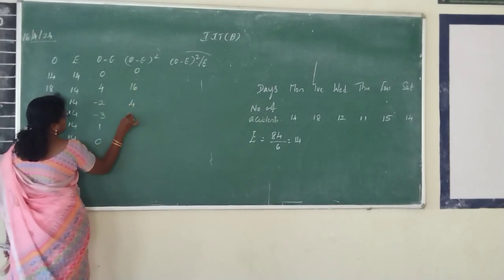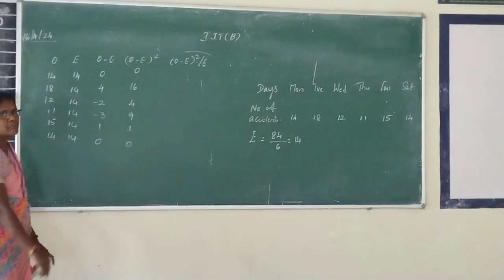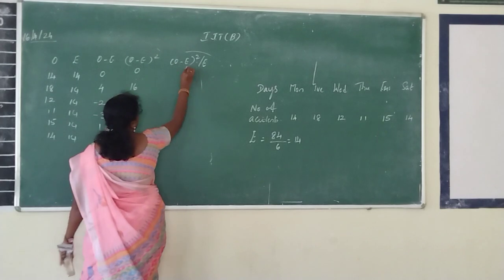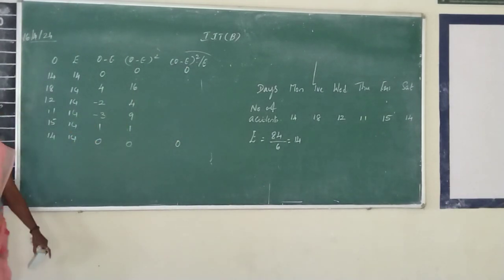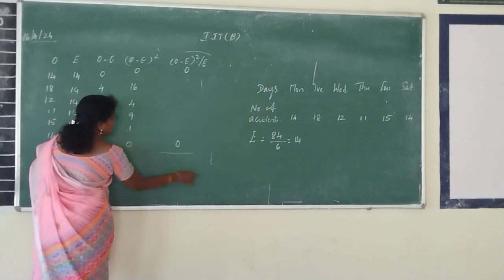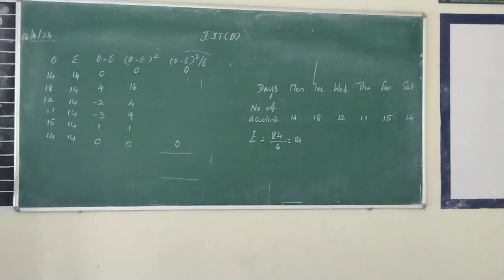0. 16. Last column. So 0, everything will be 0. Fill in the remaining 4. Okay, fill it. Give me the last total. Final total. What is the answer now? 2.1.